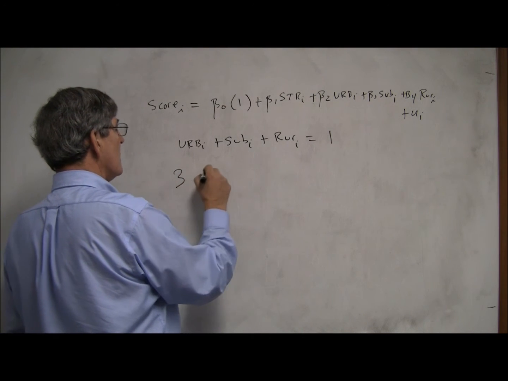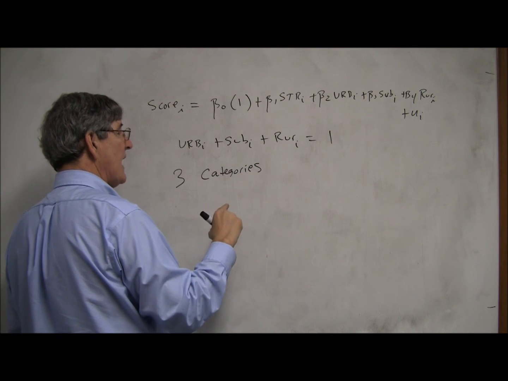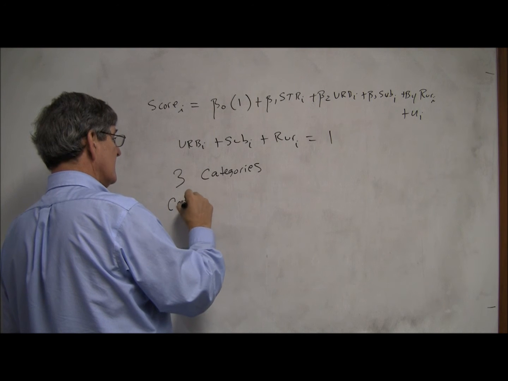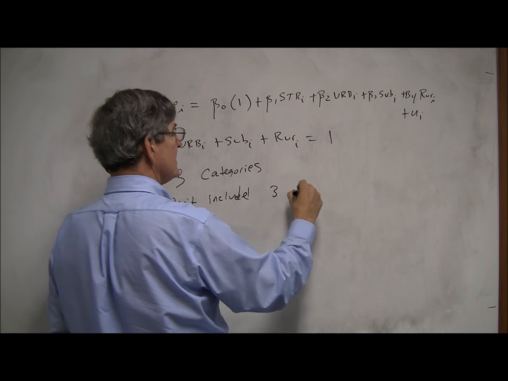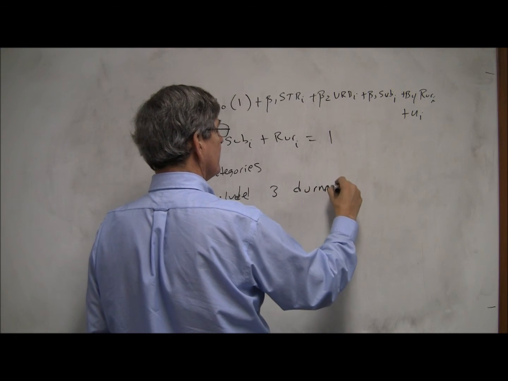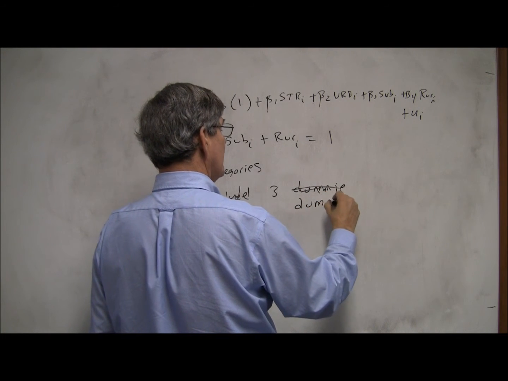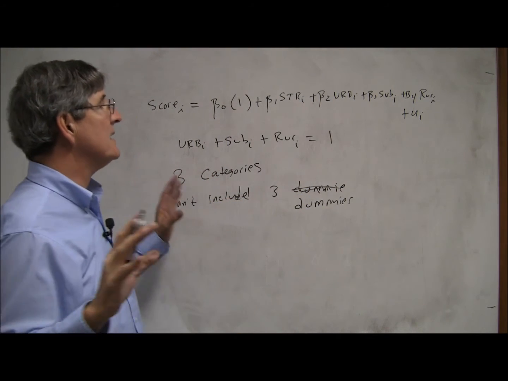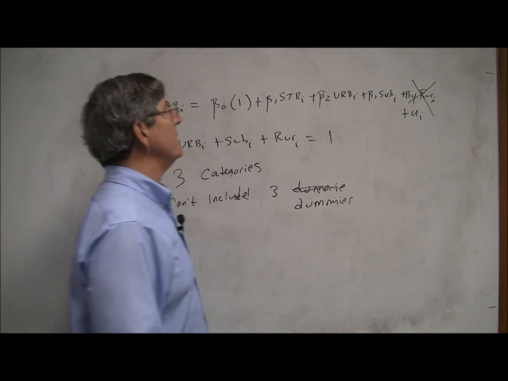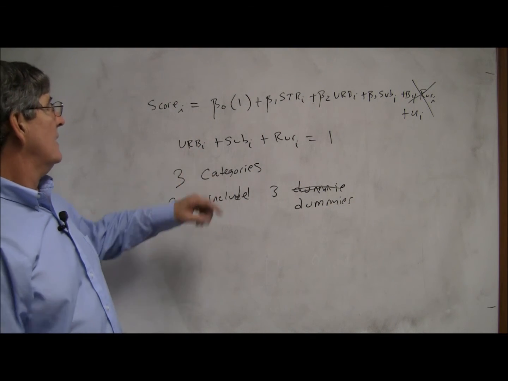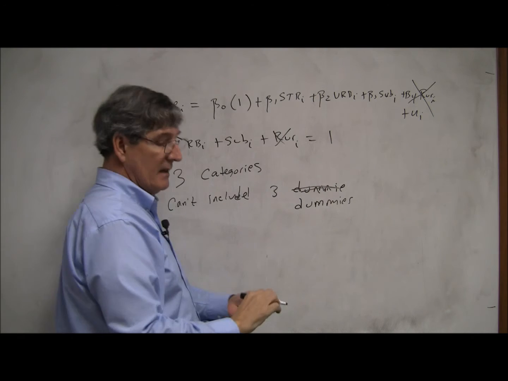If you have three categories and you define a dummy variable for each category, you can't include all three dummies. What you're going to have to do is pick one of them, and it doesn't matter which one it is, and throw it out of your model. So just drop one of these variables from the model. Then that plus that doesn't equal 1, and you've lost your multicollinearity.